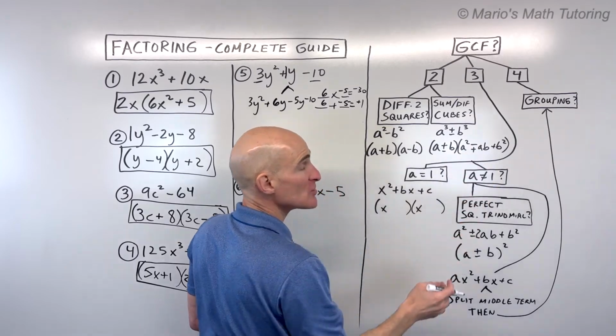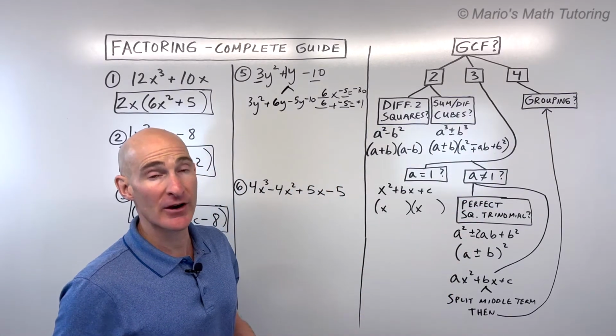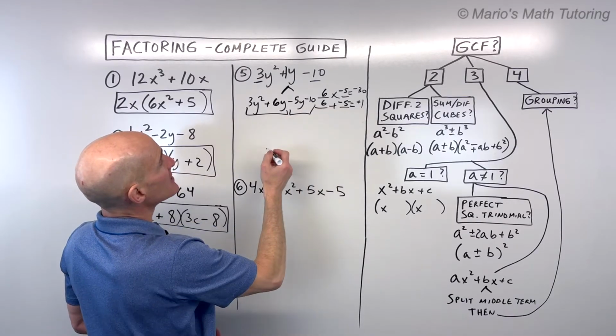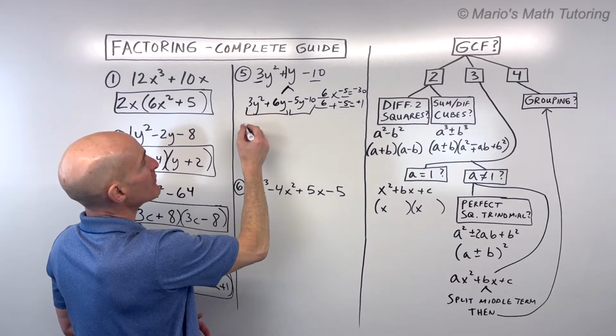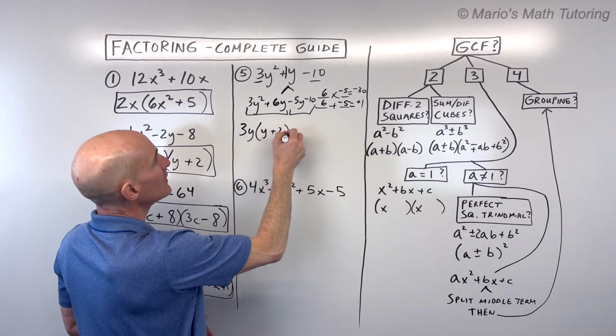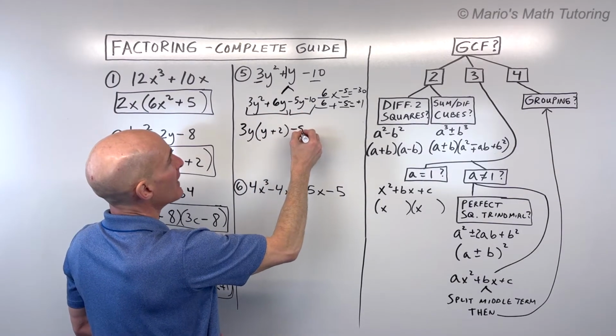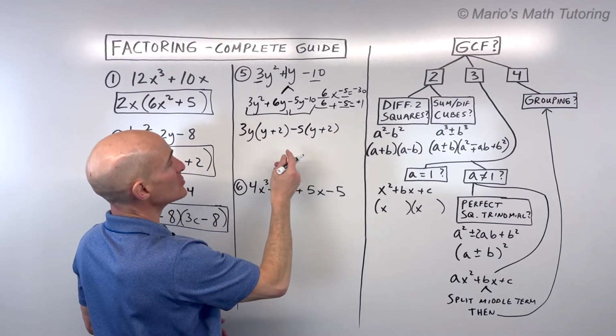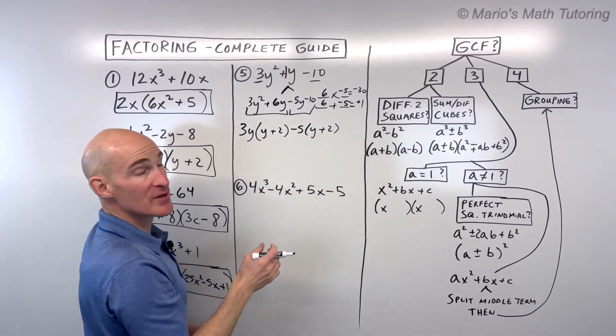When you have 4 terms, you try to do it by grouping, the factoring by grouping method. So I'm going to group the first 2 and group the last 2. I'm going to factor out the greatest common factor, which is 3y. That's going to leave me with y plus 2. Here I can factor out a negative 5 as a greatest common factor, and that's going to leave me with y plus 2. Now notice there's a y plus 2 in both of these groups.